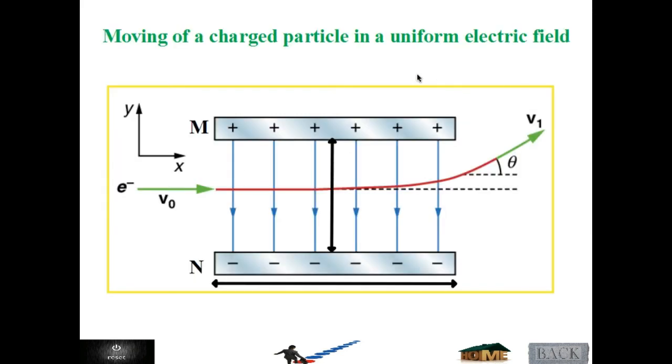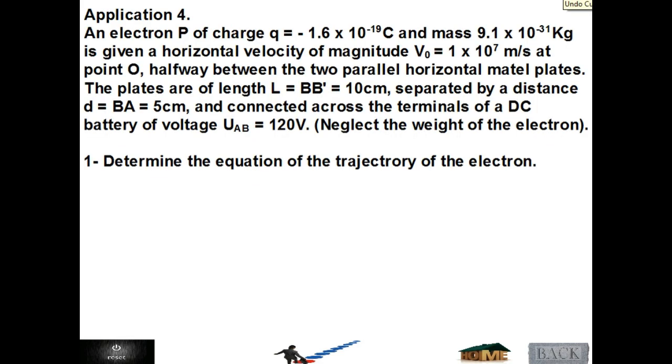Let us do an application of moving of a charged particle in a uniform electric field between the two plates. Application 4. An electron P of charge Q equals minus 1.6 times 10 to the power minus 19 coulomb and mass 9.1 times 10 to the power minus 31 kilogram is given a horizontal velocity of magnitude V0, 1 times 10 to the power 7 meter per second at point O, halfway between the two parallel horizontal metal plates.